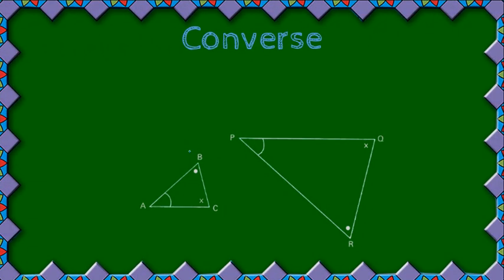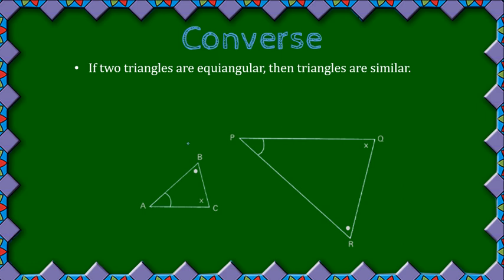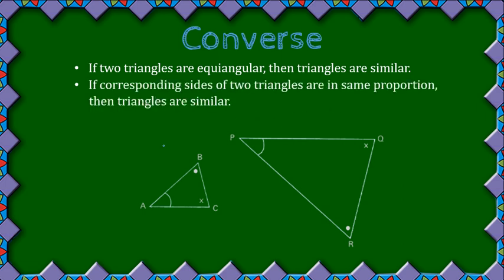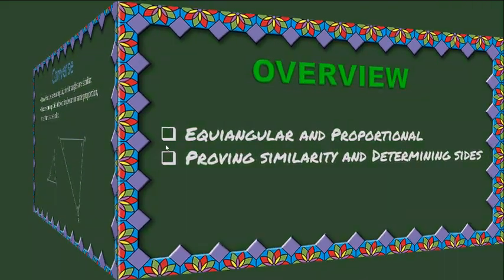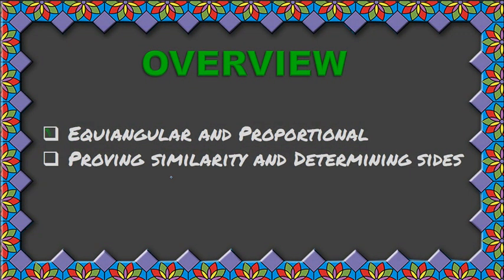In the previous cases, we were told that the triangles are similar. That was a given. Then we could deduce that they will be equiangular and their sides will be in proportion. Now, the converse is just going backwards. Let's say we're only given that the angles are equal, so all the angles are equal. Then we can deduce that the triangles will be similar. In the previous case, we were told that they are similar, then we could deduce that the angles are equal. Also, if the corresponding sides of the two triangles are in the same proportion, then they are also similar. So that was equiangular and proportional.